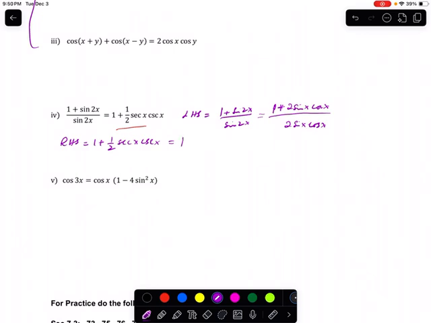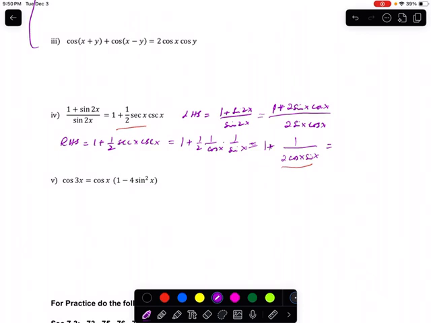So we get 1 plus 1/2 times 1 over cosine x times 1 over sine x, which is equal to, so now if I take the common denominator, first let me write it like this: 1 plus 1 over 2 times cosine x into sine x. But what is this? This is the sine 2x. So our expression becomes, now there are two ways to go from here.